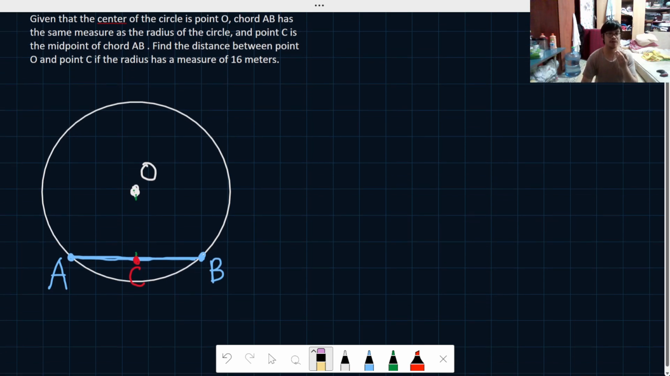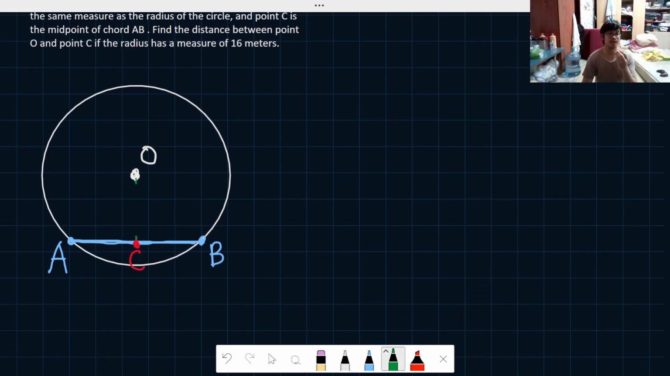Basically, the overall goal here is we want to know the distance between point O and point C, right? That's basically the single goal that we're going to do here. All right, what's the distance? The measurement of the distance between point O and point C.